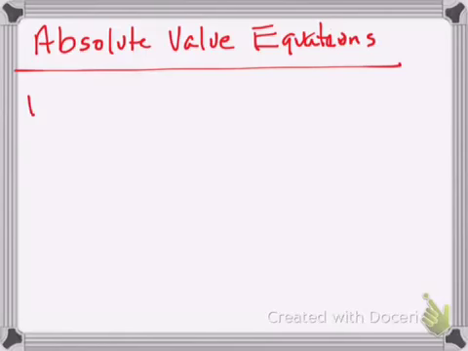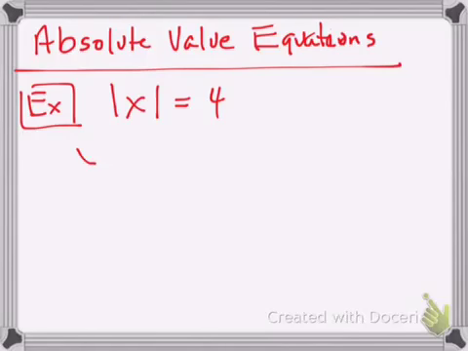For example, if we had the absolute value of x equals 4, what are the two solutions to that equation? x can equal 4, or x can equal negative 4. That's the two solutions to that equation.